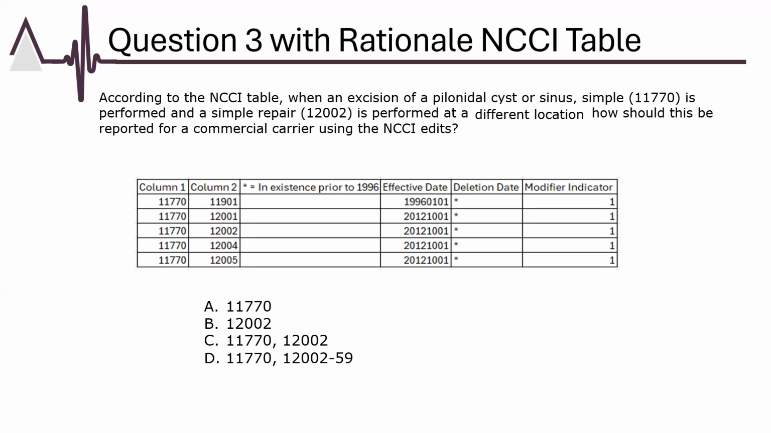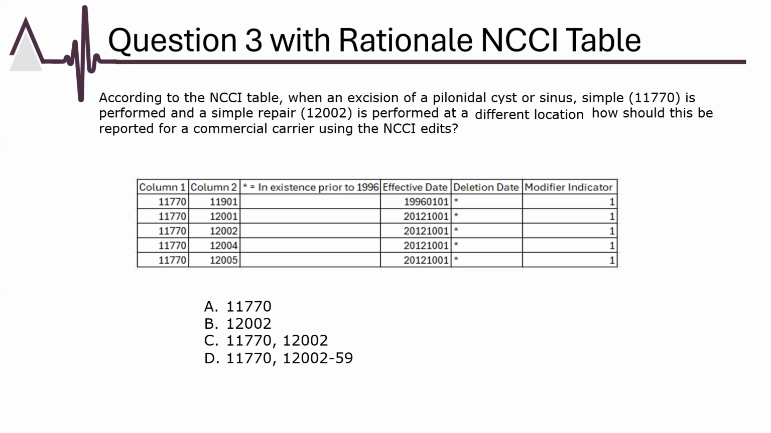Question 3. According to the NCCI table, when an excision of a pilonidal cyst or sinus, simple, code 11770, is performed, and a simple repair, 12002, is performed at a different location, how should this be reported for a commercial carrier using the NCCI edits?